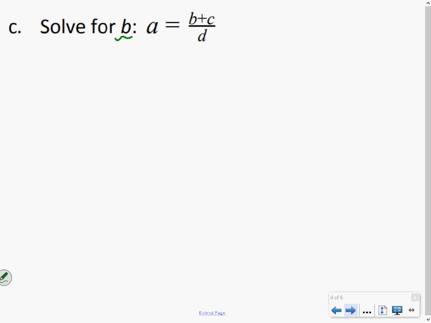Okay, this time we're looking for B. And B is going to be a little trickier to get to because it is in the top of a fraction here. Now, remember, though, when we have that fraction bar right here in the blue, that really just means that we have B plus C divided by D. So to get to B, I need to get rid of that divide by D part first. So let's split into 2 sides here. If we're going to cancel out the divided by D, we need to do the opposite, which is multiplying by D.